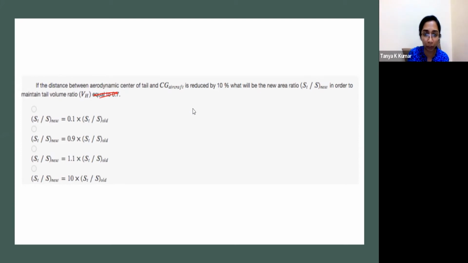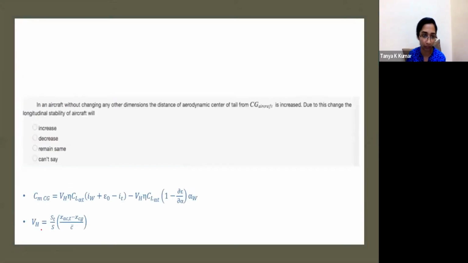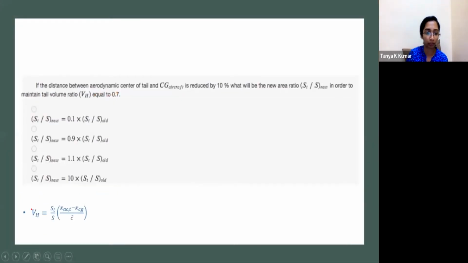We just discussed the equation in the previous question. So what relates the area ratio to the volume ratio? What is the equation that relates that? This equation, this VH is the volume ratio, this ST upon S is the area ratio. This is the equation that we will be using in the next question. Okay, so let's write this.